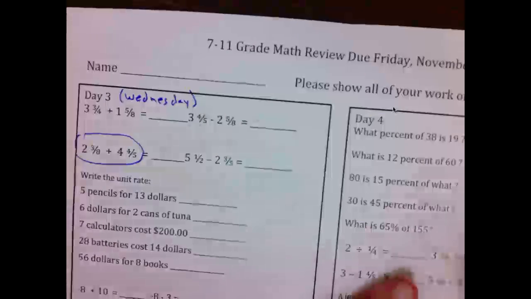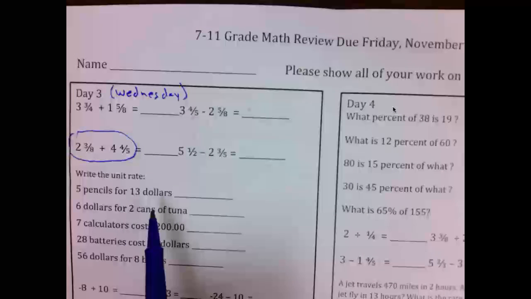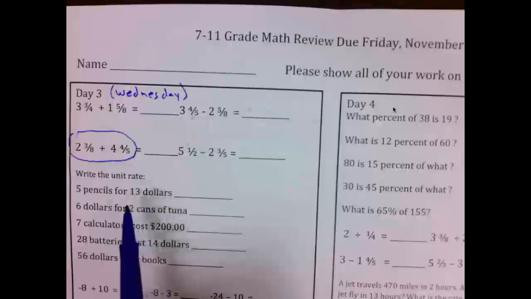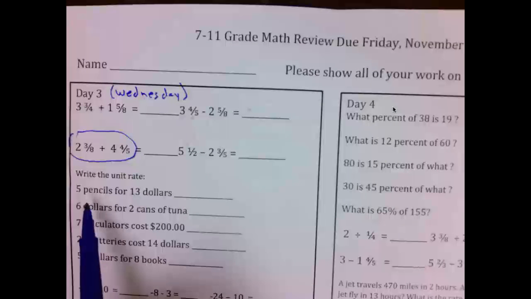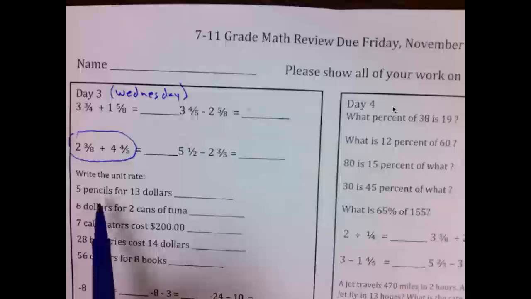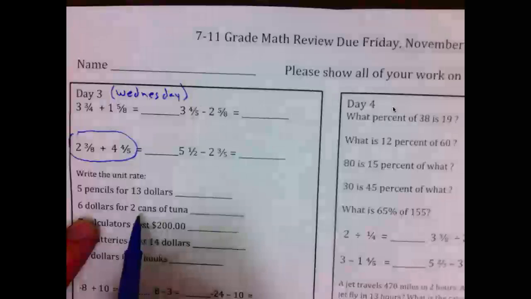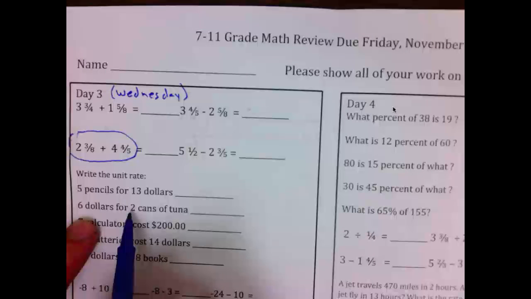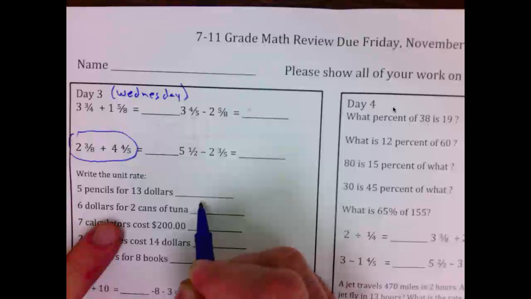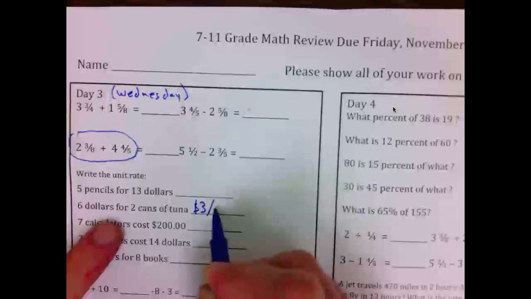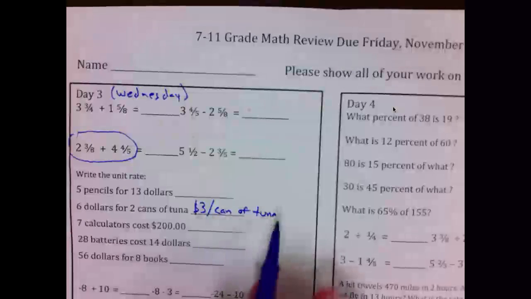Alright, next we're looking at the write the unit rate problem. Typically when we write the unit rate, we are going to find out how many dollars we are spending per whatever the object is we're talking about. In this case we have pencils, in this case cans of tuna, and so forth. So here we have $6 for 2 cans of tuna. I'm simply going to divide by the 2 in both positions. So 2 divided by 2 is 1, 6 divided by 2 is 3. So $6 for 2 cans of tuna is the same as $3 for 1 can of tuna.